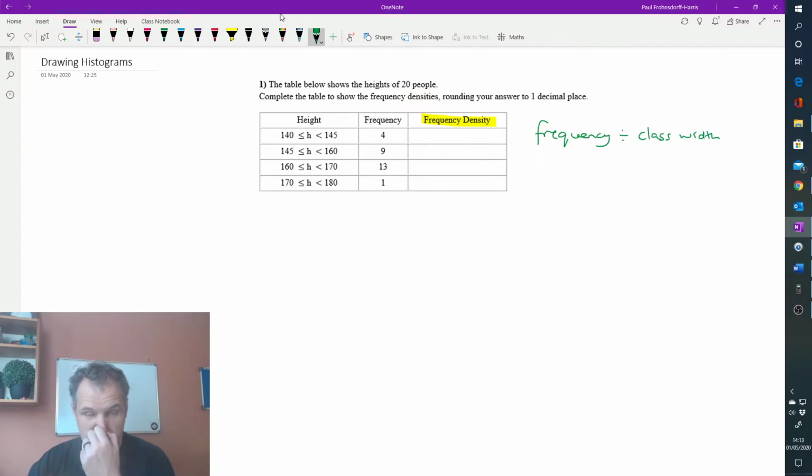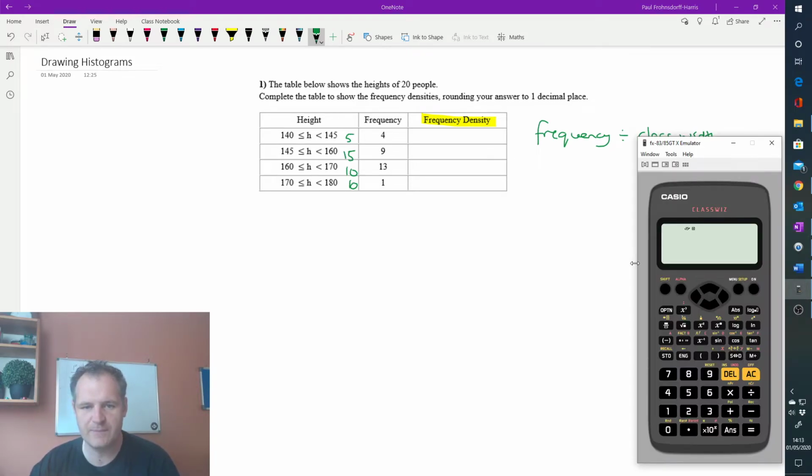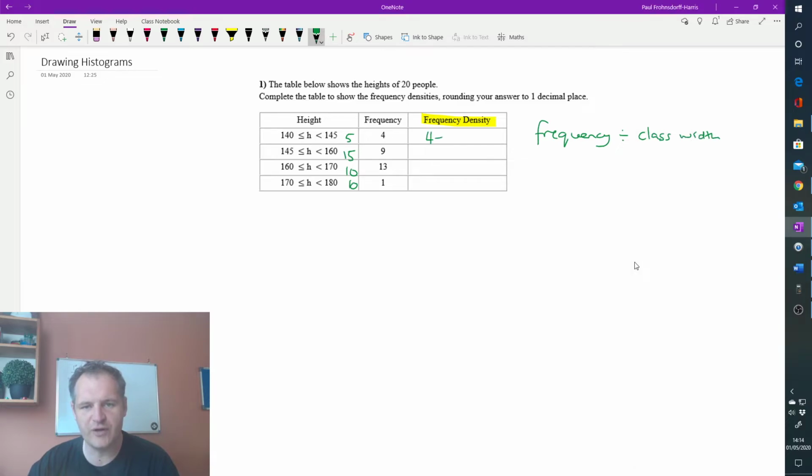So what I like to do is I like to write in what the class width is. 5, 15, 10, 10. And all I've done there is taken the two numbers away from each other and said what we're dividing by. I think it's useful then to write down the calculation. So I'm going to bring in my calculator. I have done 4 divided by 5, 9 divided by 15. Now I can do these in my head, but I want you to see what I'm doing.